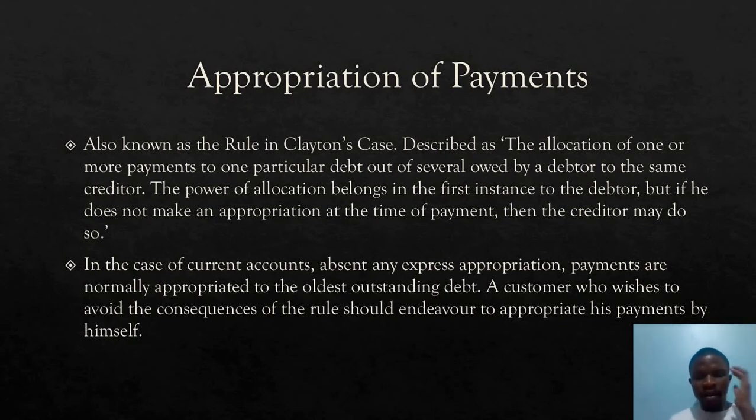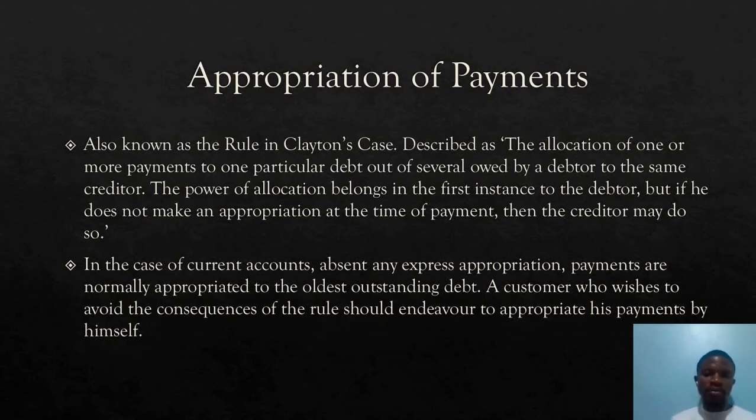So we are now in appropriation of payments. Appropriation of payment is also known as the rule in Clayton's case. Now, what does it mean? The allocation of one or more payments to one particular debt out of several owed by a debtor to the same creditor. The power of allocation belongs in the first instance to the debtor, but if he does not make an appropriation at the time of payment, then the creditor may do so.